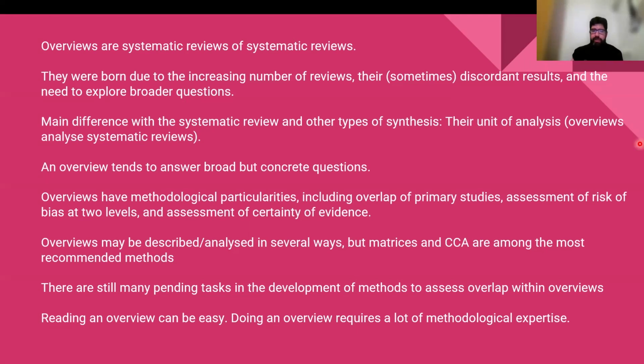Overviews have some methodological particularities, including the overlap of primary studies, the assessment of risk of bias at two levels, and the assessment of certainty of evidence. Overviews may be described or analyzed in several ways, but matrices, overlap, and CCA are among the most recommended methods. There are still many pending tasks in the development of methods to assess overlap within overviews. And reading an overview can be easy, but doing an overview requires a lot of methodological expertise.